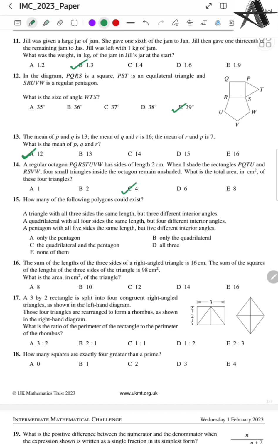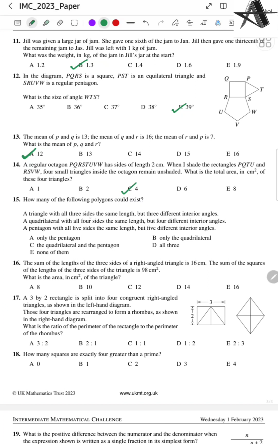How many of the following polygons could exist? A triangle with all three sides the same length but three different interior angles. A quadrilateral with all four sides the same length but four different interior angles. A pentagon with all five sides the same length but five different interior angles. See, first we have to check each option.